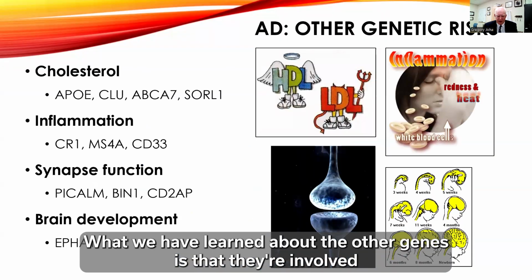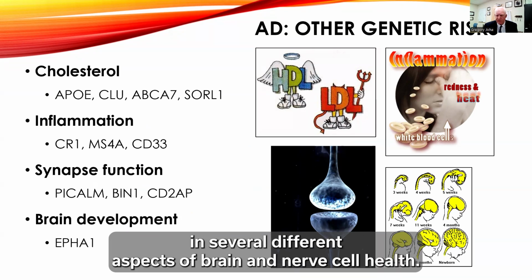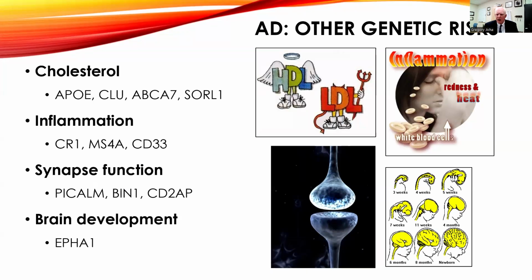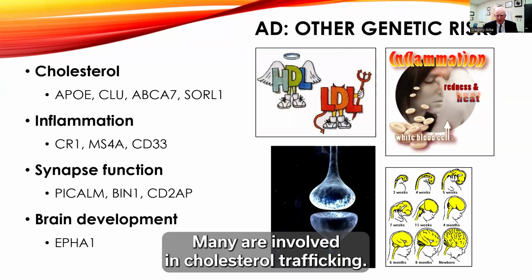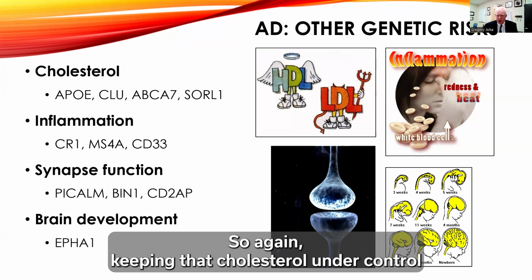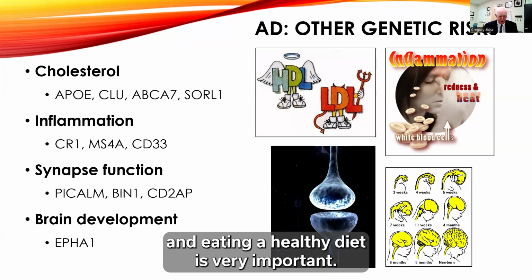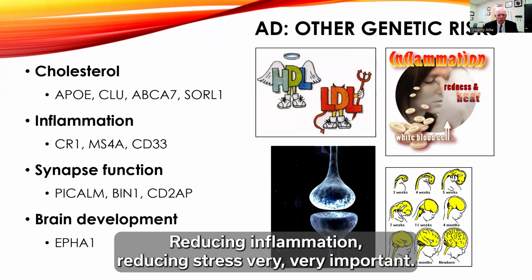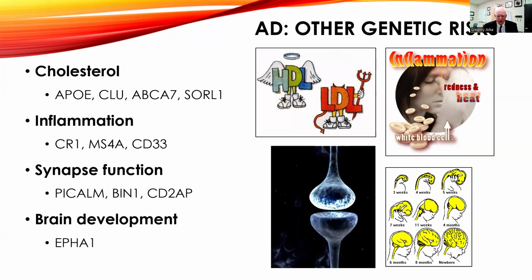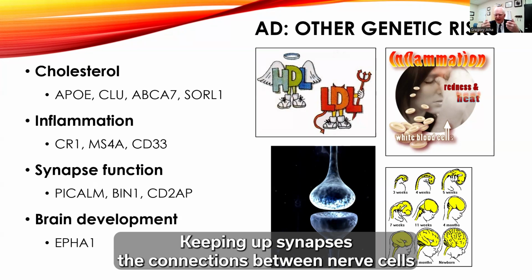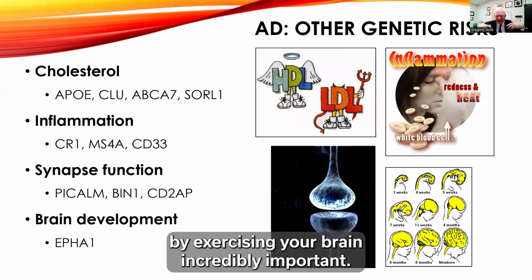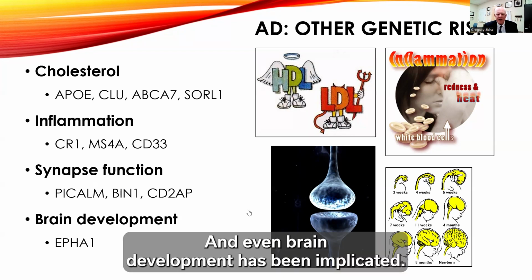What we have learned about the other genes is that they're involved in several different aspects of brain and nerve cell health. Many are involved in cholesterol trafficking. So, again, keeping that cholesterol under control and eating a healthy diet is very important. Reducing inflammation, reducing stress, very, very important. Keeping up synapses, the connections between nerve cells, by exercising your brain, incredibly important. And even brain development has been implicated.